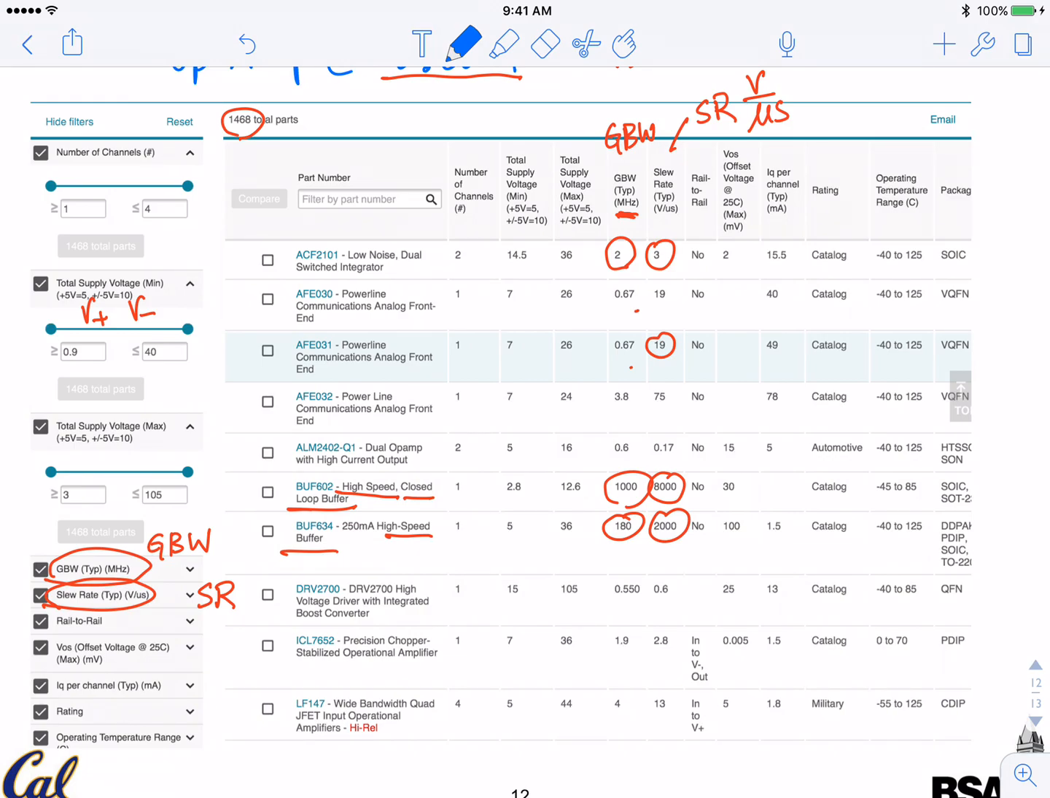Okay, all right. So you know more about op-amps than you need to, until you start doing experiments, then all this becomes useful.